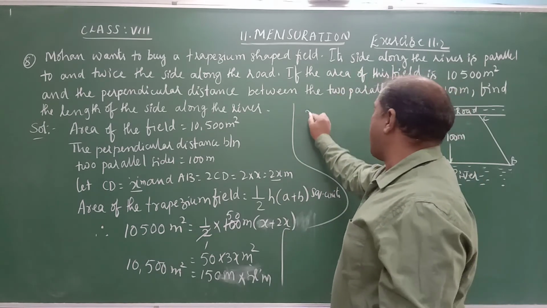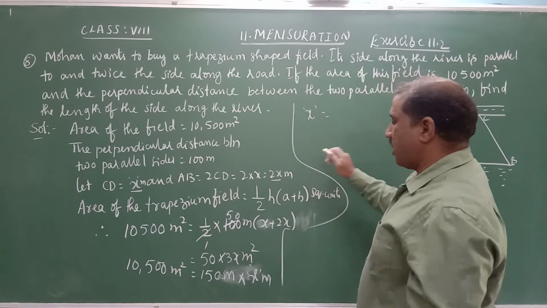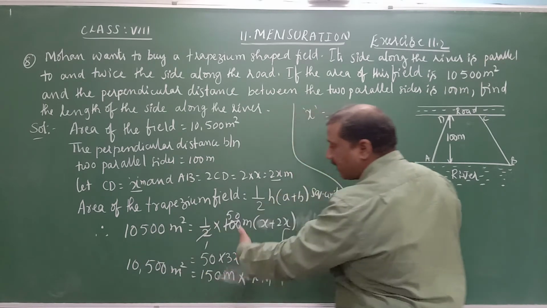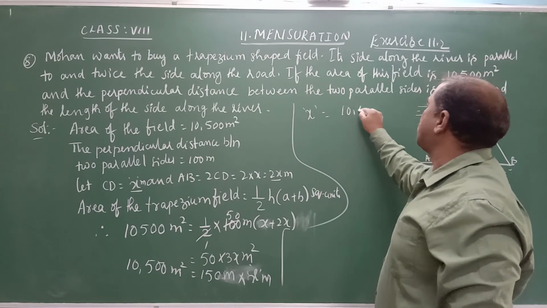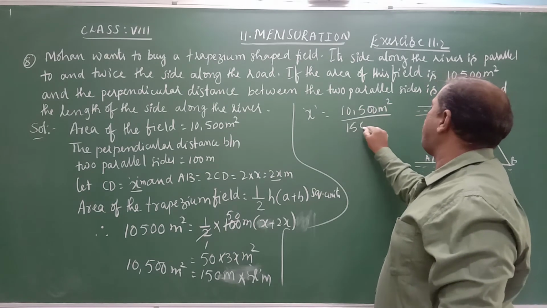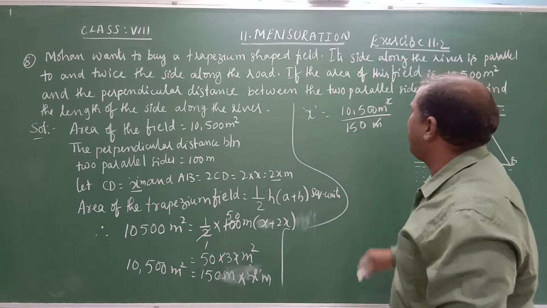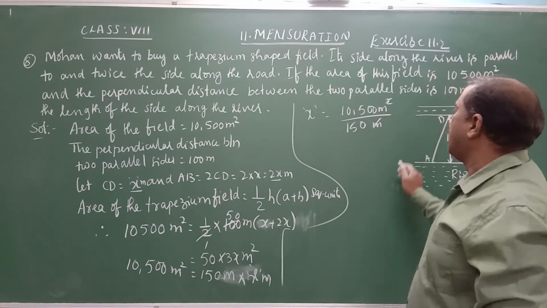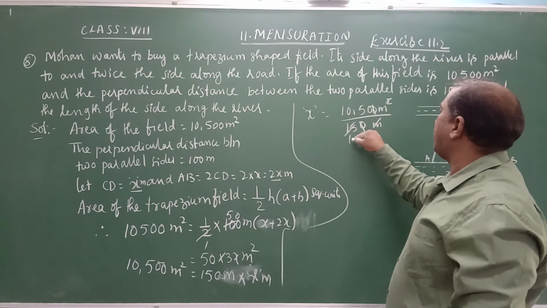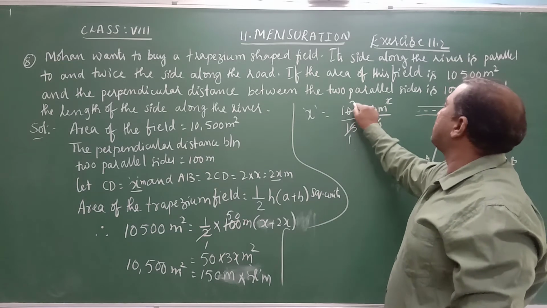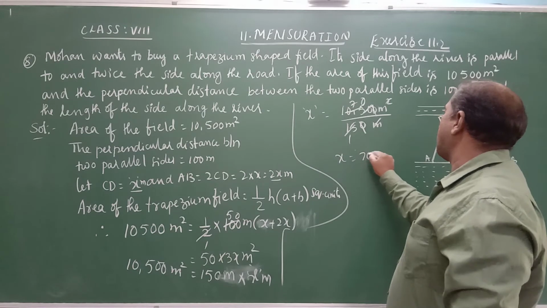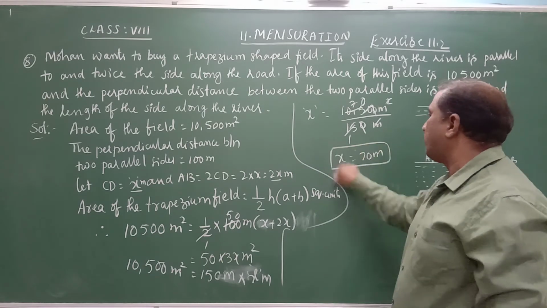Now we wanted to find x. That is equal to, by transposing 150 to the RHS, here it is multiplying, therefore it divides. 10,500 meters square divided by 150 meters. 1 meter and 1 meter will be cancelled. Still we have 1 more meter. Now 0 and 0 are cancelled. Then 5 ones are 5, so 15 ones are 15. 15 sevens are 105. 15 zeros are 0. So x is equal to 70 meters.